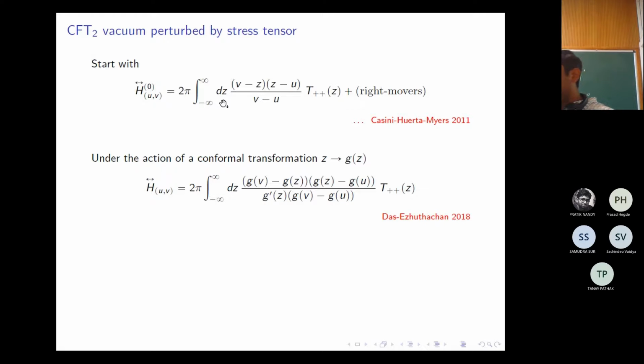But ultimately, this integral is the modular Hamiltonian. Under the action of this conformal transformation, it's very easy to show that U goes to G of U, V goes to G of V. The stress tensor transforms in a certain way, and it gives this form. And then if we want to match with our general result, but that actually just gives a classical number.